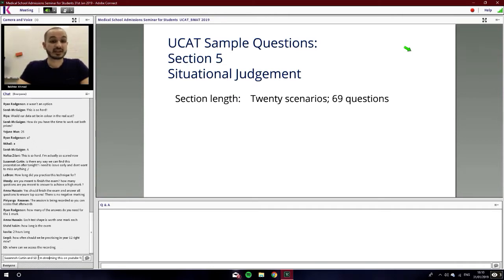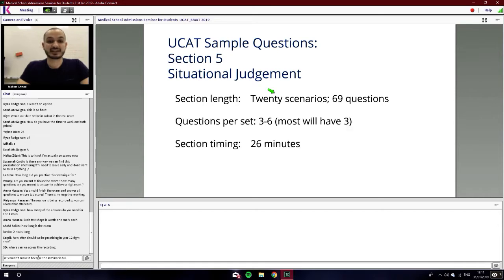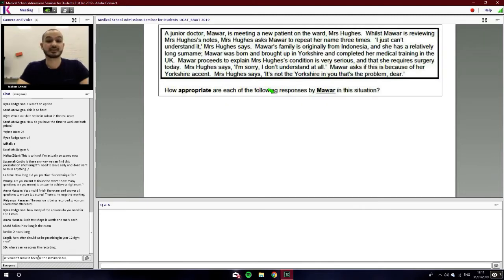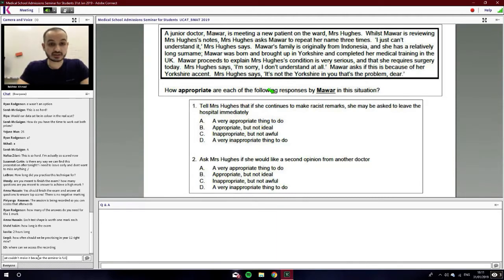So you'll have 29 scenarios. Sorry, this is supposed to say 29 scenarios, and you'll have about 69 questions, between 3 to 6 questions for each little scenario. And you'll have 26 minutes. So again, try and aim for about 30 seconds to read the scenario, and then about 10 seconds each to answer each question. So what I'm going to do, give you guys 30 seconds to read the scenario and about 10 seconds. So I'll give you 50 seconds in total, and write down on a piece of paper what you think the answers are.